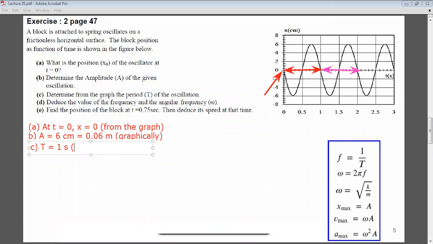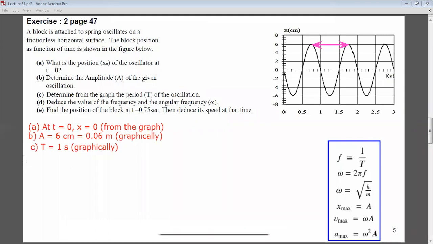Is there another way to get the period graphically? Can we see the period in a different way? Yes. For example, we can look from the maximum to the maximum. How much is this value? This is 0.5, this is 1, so the middle is 0.75. And this is 1.5, and this is 2, so the middle is 1.75. So from 1.75 to 0.75, this is again 1 second. No matter where you take the initial and final position for the period, they will always give the same value.